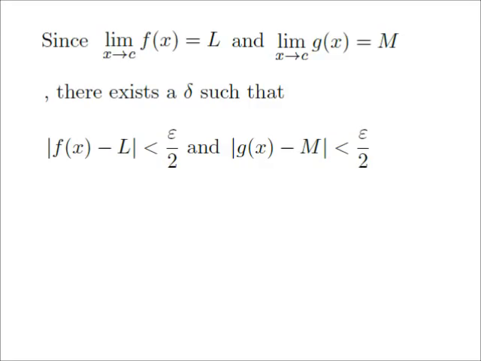Now since we were given that the limit as x approaches c of f of x is L, and the limit as x approaches c of g of x is M, for any arbitrary value such as epsilon over 2, we can always find a positive value of delta such that if x is within delta units of c, f of x is within epsilon over 2 units of L, and g of x is within epsilon over 2 units of M. We can always find a value of delta that makes both of these terms less than epsilon over 2 as long as x is within this delta units of c.